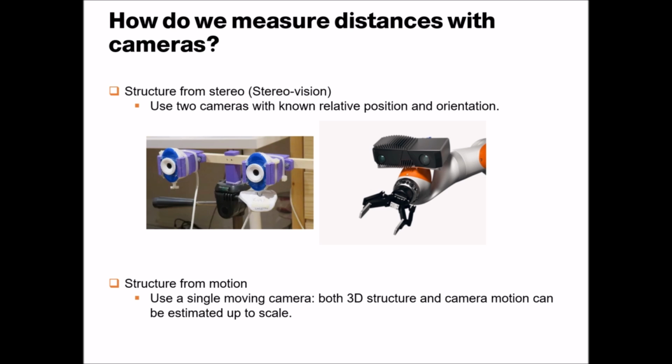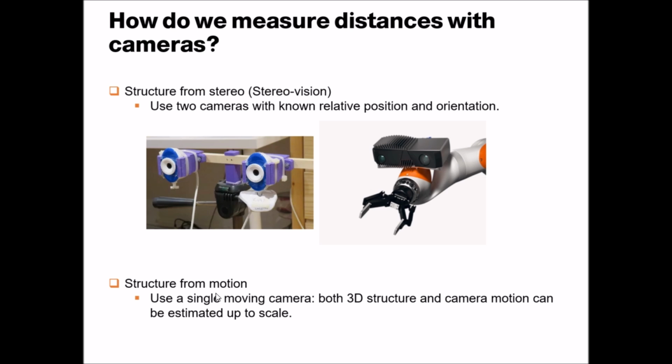We have two ways to create these two images. The first one is structure from stereo vision. Stereo vision is like this: you have two eyes or two cameras. You use two cameras with known relative position and orientation. This is one way. Another way, you can get structure from motion.